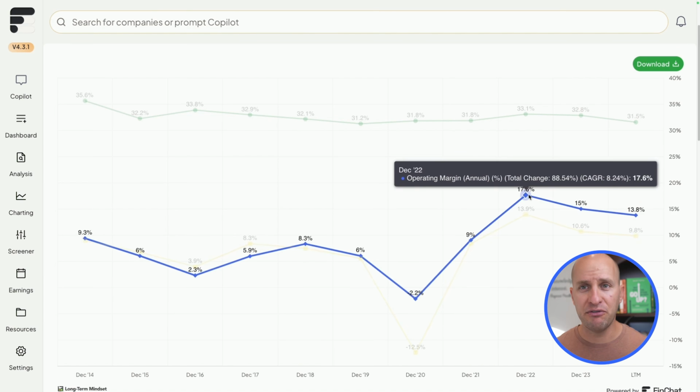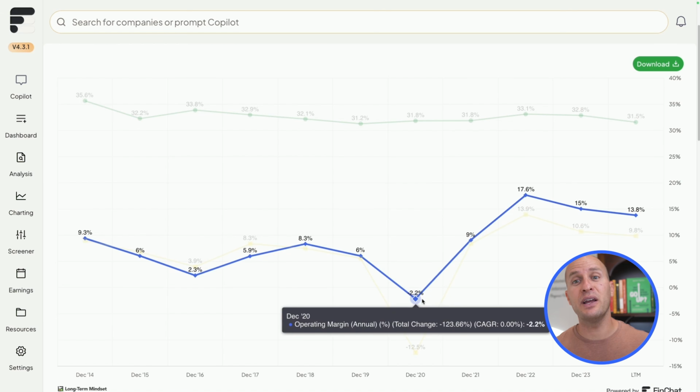Sometimes this company is very profitable, like it was in 2022. Other times this company is very unprofitable, like it was in 2020. You can see that with just a few minutes of analysis, we can quickly tell if a company is worth investigating or not.